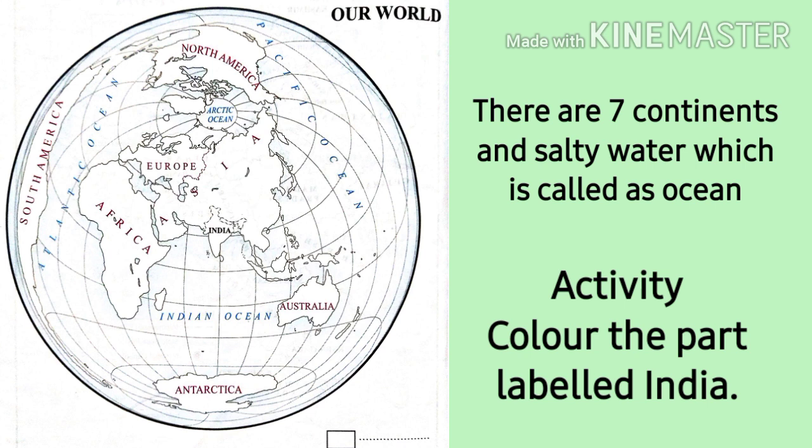Now we can see the map of the world. Land, that is continents, is shown in white and water, that is oceans, is shown in blue. This is a special map that has been created so that all the land and water on the earth we can see at a glance. There are 7 continents we can see here, and the continent where we live is called as Asia. Now the activity for you is to color the part labeled India.